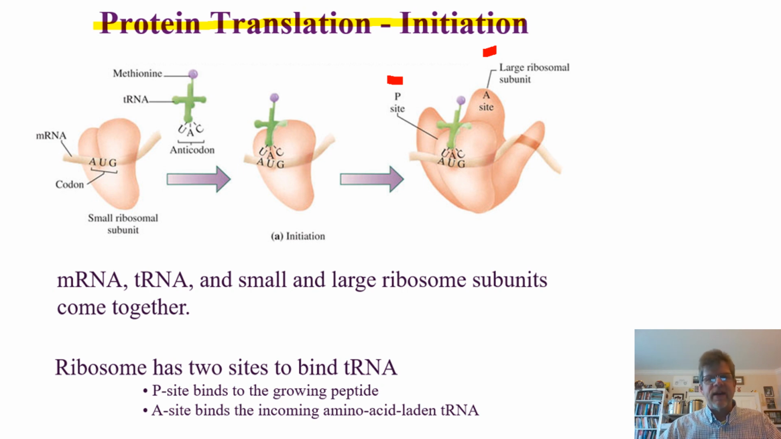The P site and the A site. Now the P site we plug in, if you will. We have a transfer RNA that comes in with a particular amino acid already covalently bound to it. That's the one up here.